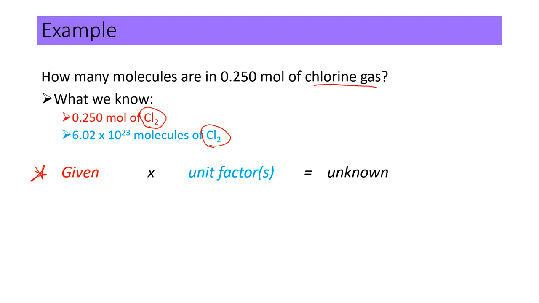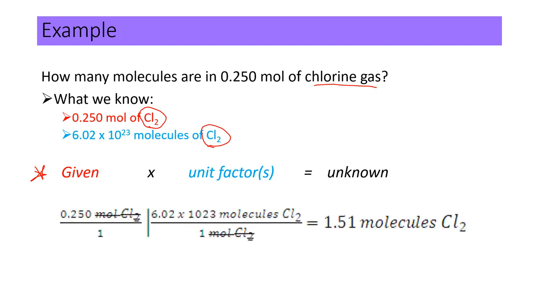So if you always use this generic setup, you'll never get it wrong. You're going to have your given times any unit factors, sometimes there's one, sometimes there's many, will equal your unknown. So we can say 0.250 moles of chlorine gas times Avogadro's number over 1 mole, these cancel out, equals 1.51 times 10 to the 23 molecules of chlorine gas. Now, I want you to be very careful. If you abbreviate too much and too quickly, you will find that this will sometimes look like this, even though molecules are completely different than moles. Be careful how you abbreviate.